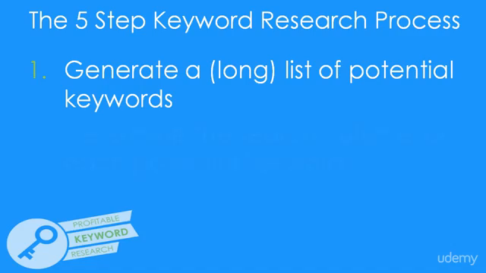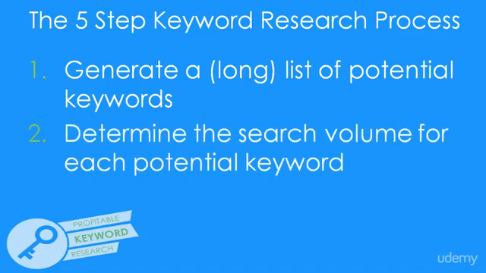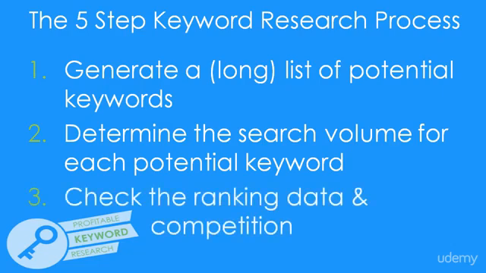The second step is we're going to determine what the search volume is for those keywords and then narrow down from there. With those keywords that we've narrowed down, we're then going to move on to checking the ranking data in the competition for those keywords so that we can then further narrow down our list by determining which ones we will be most likely to rank for.